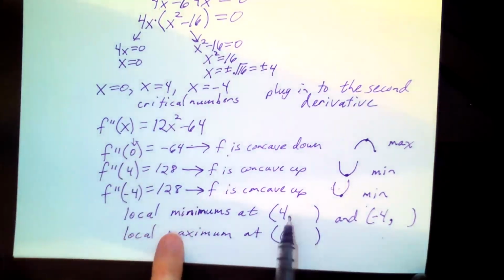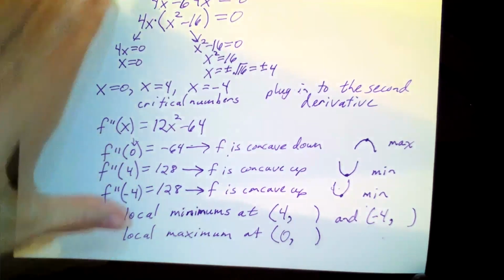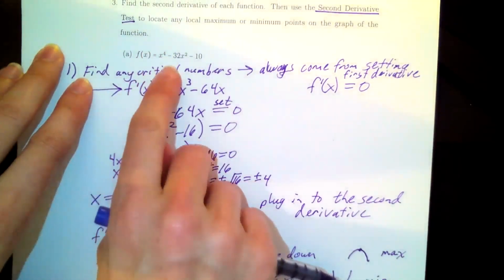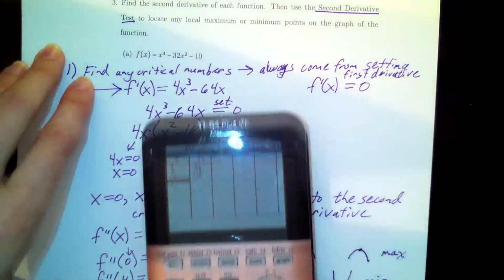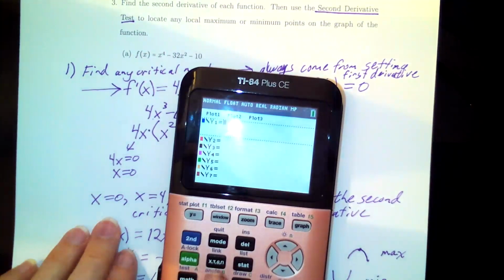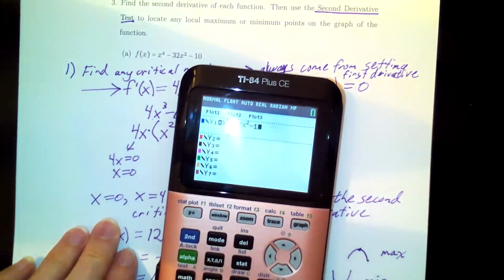These are points, right? These are points that you can plot on your graph. X, Y, X, Y, X, Y. So if I want to find a point, I've got to take all 3 of those numbers and plug them back into my original function up here. That's what the original function does. It cranks out y values. So let's put it in my calculator now. X to the 4 minus 32x squared minus 10.